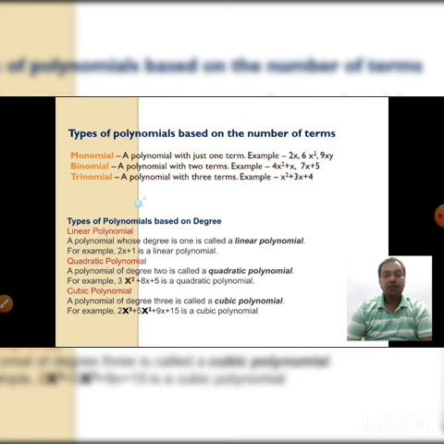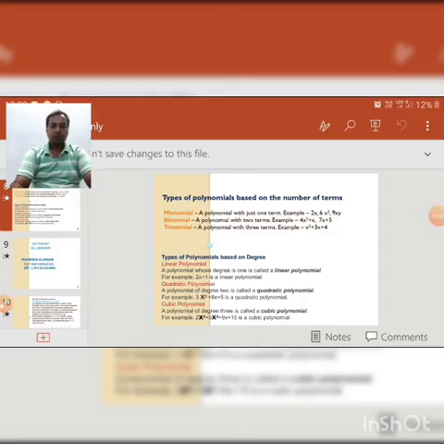Types of polynomial based on the number of terms. First, monomial. A monomial is a polynomial with just one term. Next, binomial, a polynomial with two terms. Example, 4x square plus x, 7x plus 5. Other examples, a plus b, x plus y, like this. These are binomial polynomials.